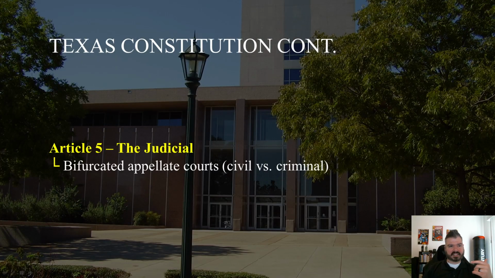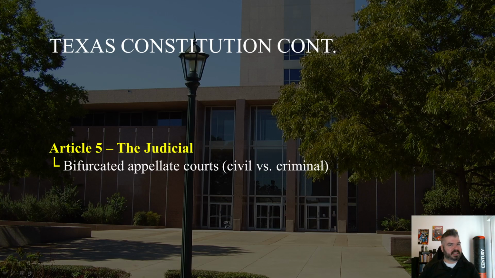So Article 5 of the Texas Constitution establishes our judiciary, and we have what's known as a bifurcated appellate court system. What that means is that we have two high appellate courts here in Texas. The highest appellate court that you can appeal a criminal case to is the Texas Court of Criminal Appeals. The highest court you can appeal a civil case to is the Texas Supreme Court. So the Texas Supreme Court only hears and handles civil cases. The Texas Court of Criminal Appeals only handles and hears criminal appeals. Okay, so that's what we mean when we say a bifurcated appellate system.